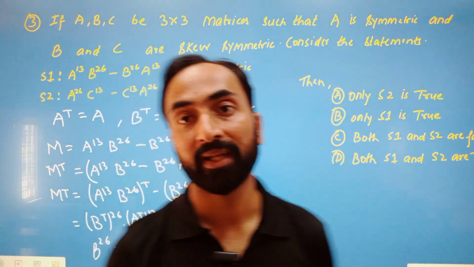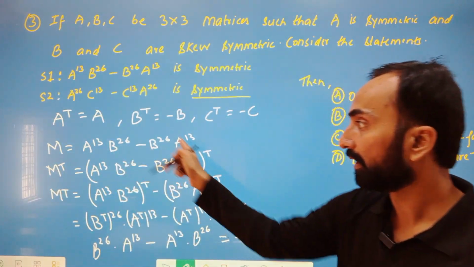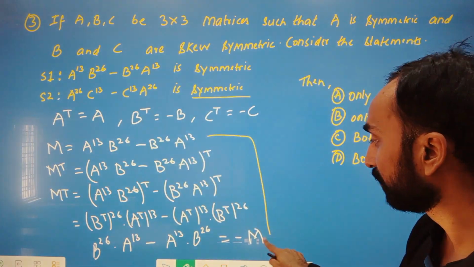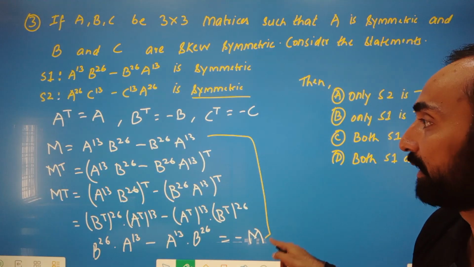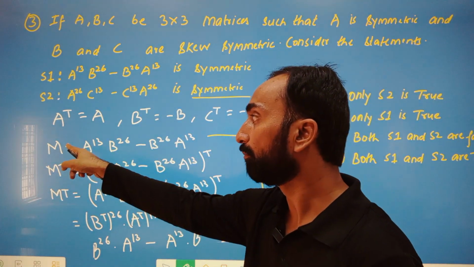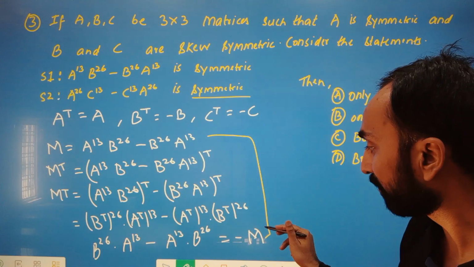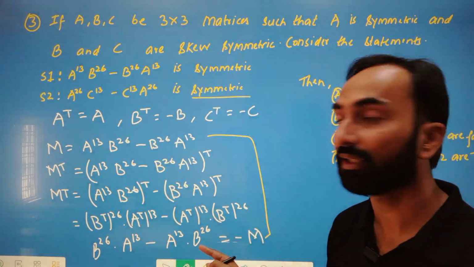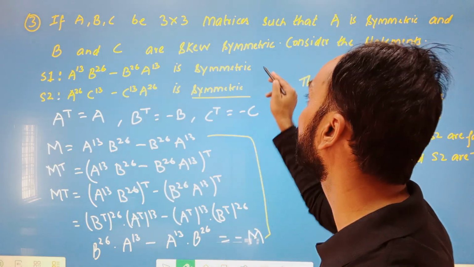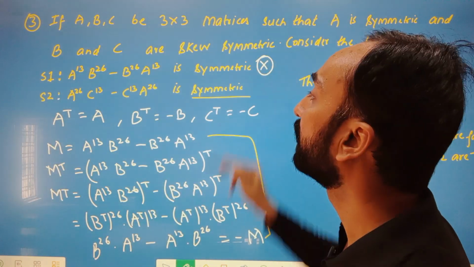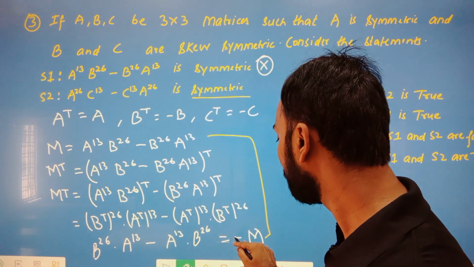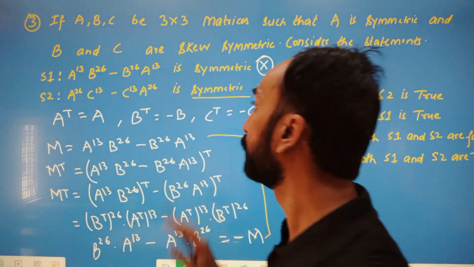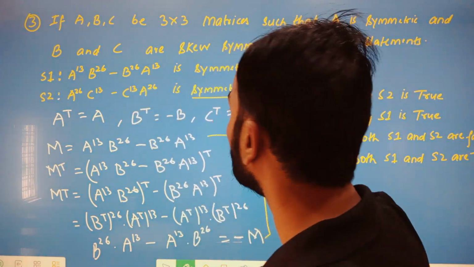What we considered as M, it is just the negative of M. If you observe both terms, you will find this is M and this is negative of M. So when the matrix becomes negative on transposing, it is termed skew symmetric. So the first statement is not correct. It is given as symmetric, but it is not symmetric. It is skew symmetric. Statement 1 is not correct.